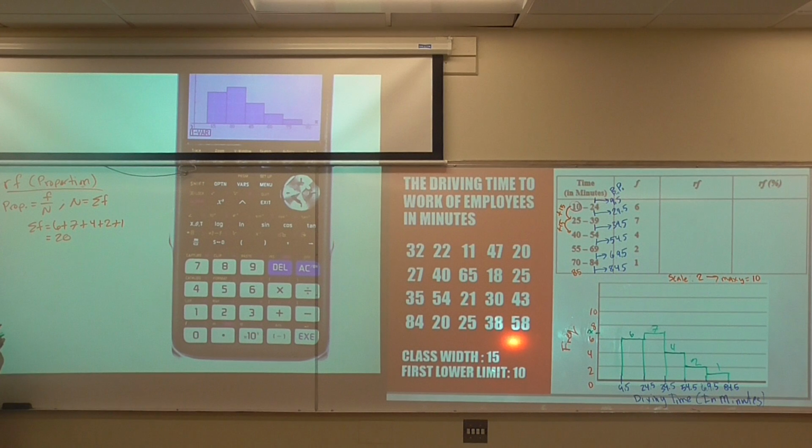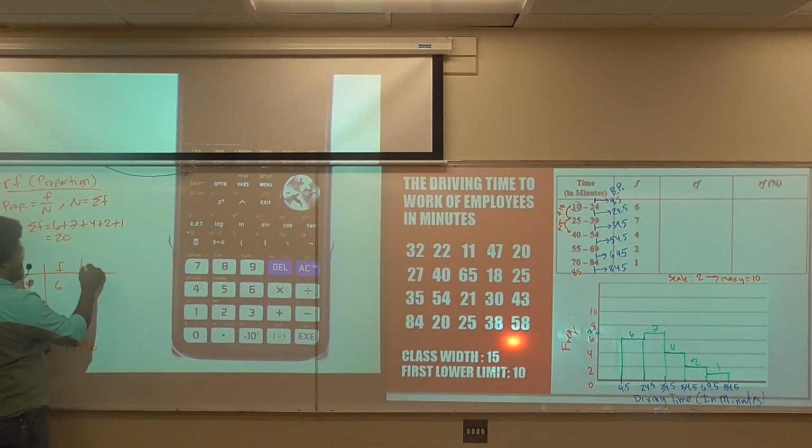So you can do this in a calculator. It's very nice and very interesting how it works in a calculator. We'll see that very quickly. But I'm going to come back here and say, okay, let's look at the first interval. The first interval, our class, happens to be 10 to 24. And we know its corresponding frequency was 6, and n was supposed to be 20.